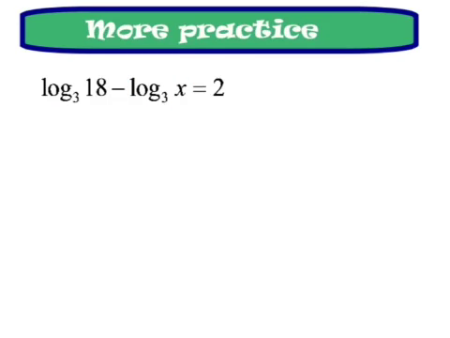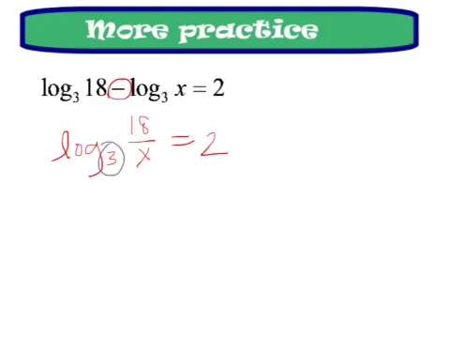In this next example, we have subtraction, so I will condense this down to one logarithm, and the subtraction will turn into division, so it becomes 18 over x. And then from there, once I'm down to one logarithm, I can start with a base and say 3 squared equals this whole entire expression, 18 over x.